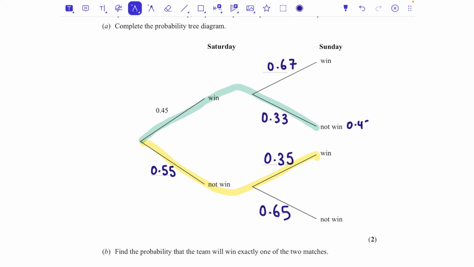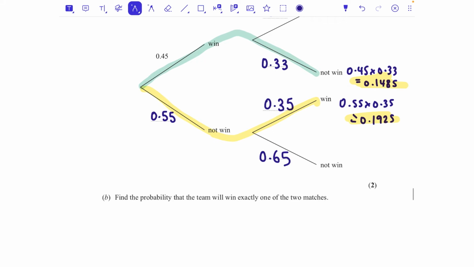So I want to do 0.45 times 0.33 for the blue probability there, and then 0.55 times 0.35 for the yellow route there. And I'm going to type both of those in my calculator because this is a calculator paper. So that is 0.1485. And 0.55 times 0.35 is 0.1925. I'm then just going to add both of those together.